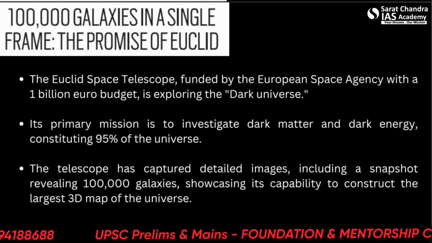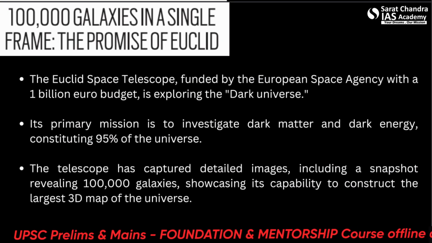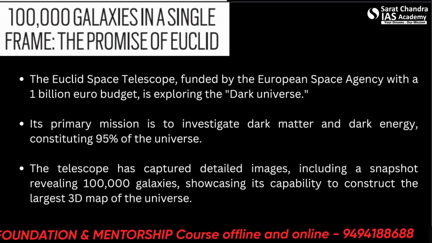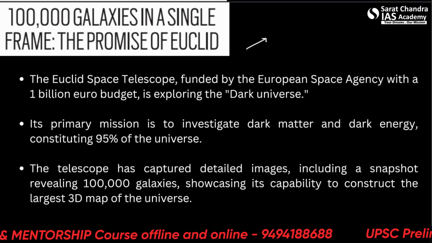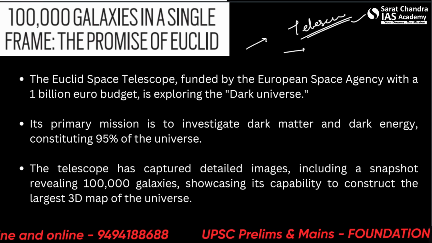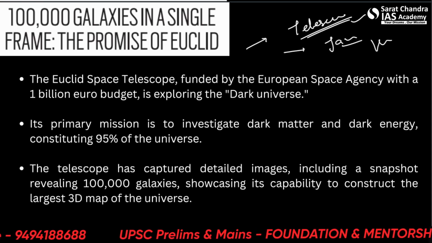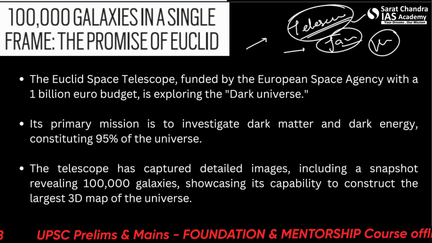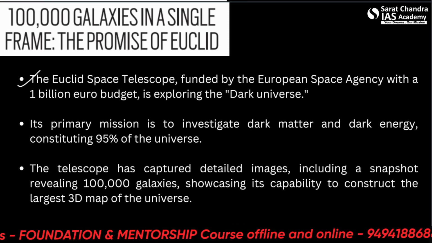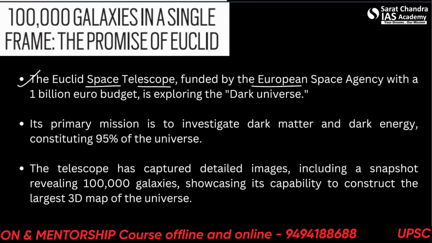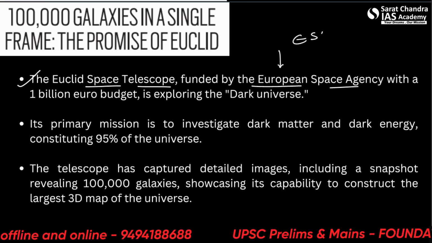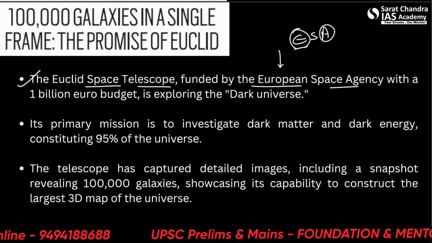Okay, let's move forward. So 1 lakh galaxies in a single frame, the promise of Euclid. So Euclid is one of the telescopes. There are many telescopes we saw earlier also, James Webb telescope, Hubble telescope. We see the Lagrange points also, we had a full lecture about them. Alright, so please see all those things. So the Euclid Space Telescope is funded by the European Space Agency. Please also remember the European Space Agency or ESA. You can remember by Euclid to ESA.